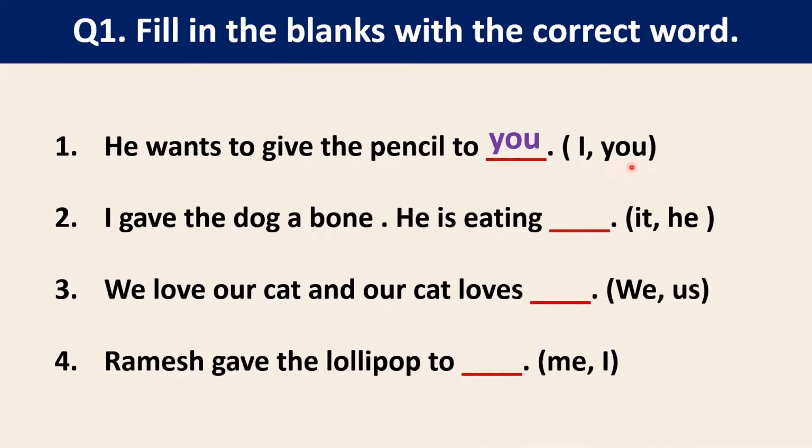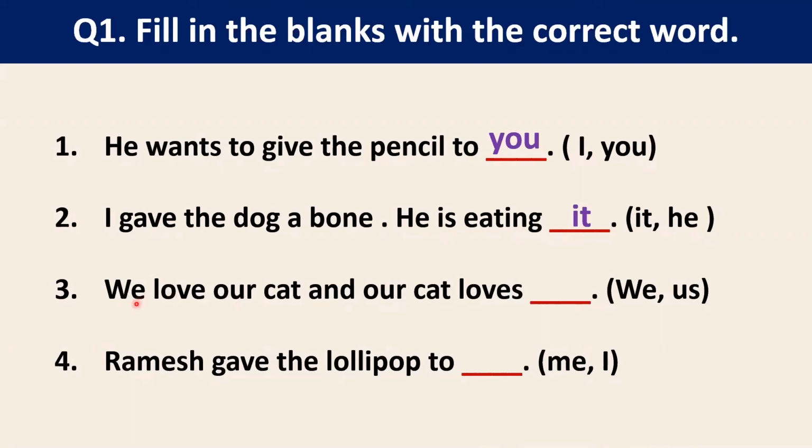You. Next sentence. I gave the dog a bone. He is eating dash. What is the action word here? Eating. Who is eating? The dog. So for it, what will I use? He is eating he? No, for animals we never use he. So what will I use? It. He is eating it.